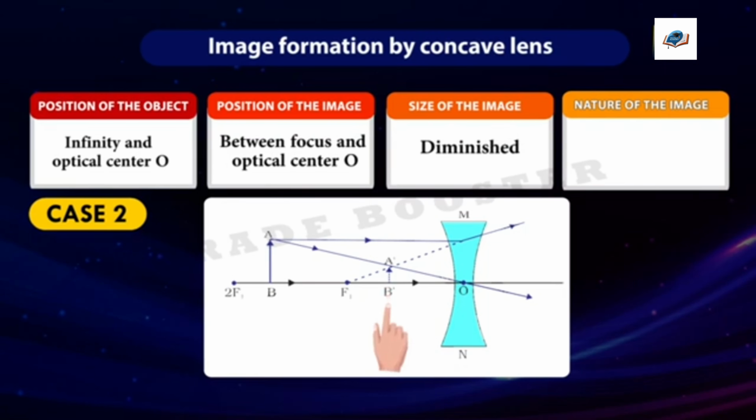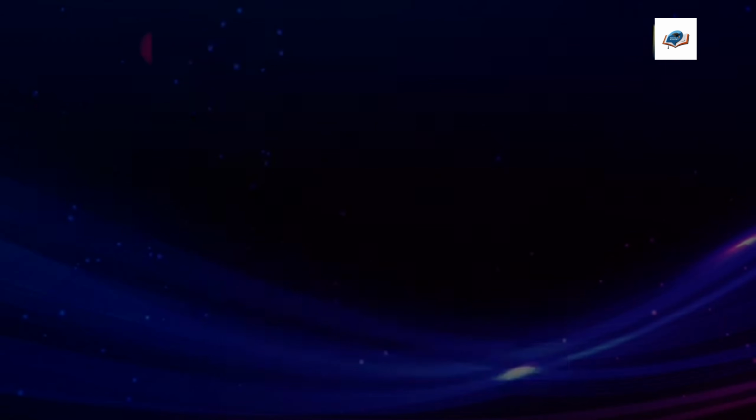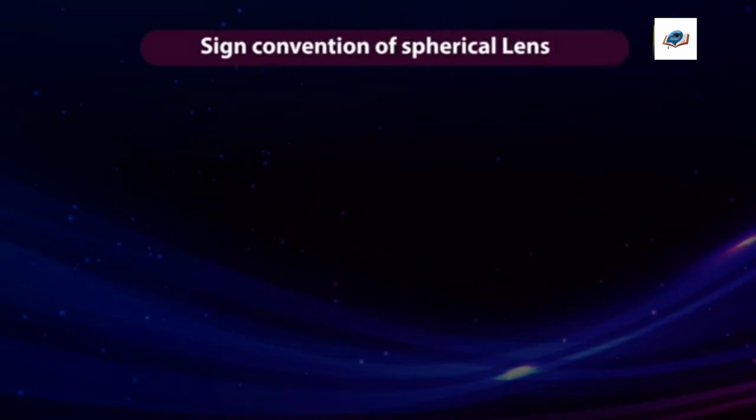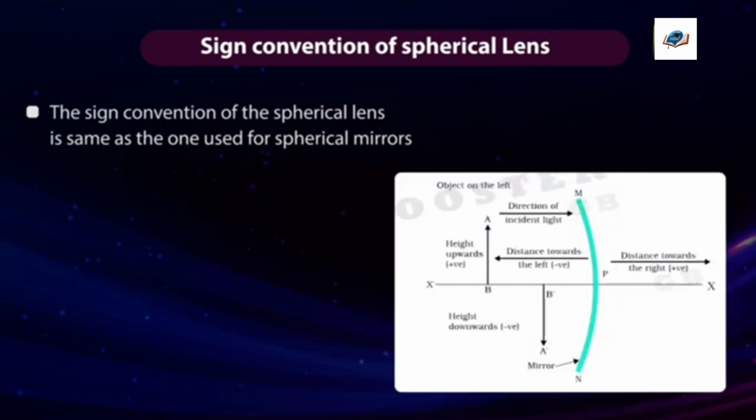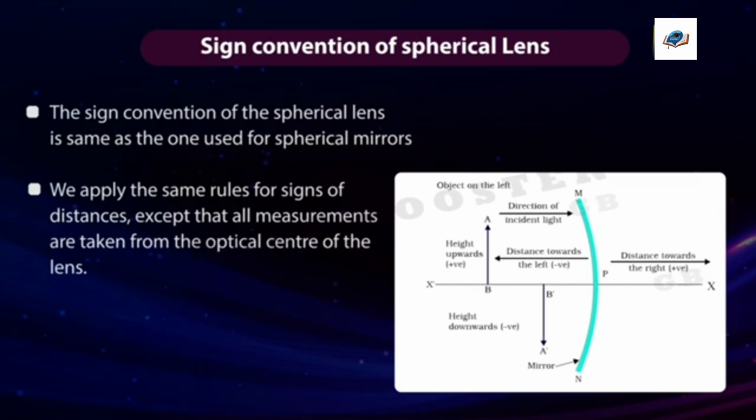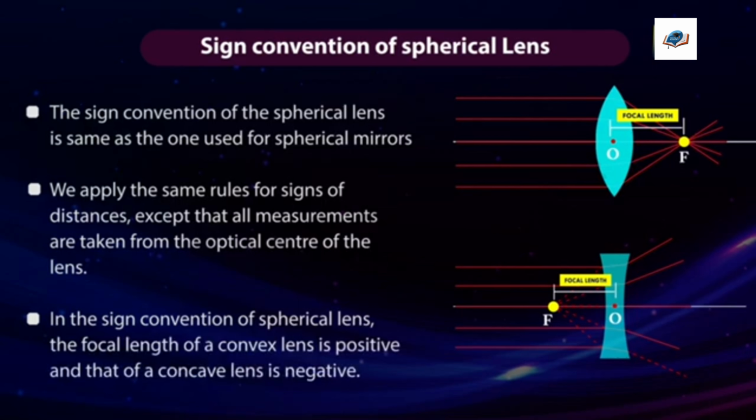Sign convention of spherical lens. The sign convention of the spherical lens is the same as the one used for spherical mirrors. We apply the same rules for signs of distances except that all measurements are taken from the optical center of the lens. In the sign convention of spherical lens, the focal length of a convex lens is positive and that of a concave lens is negative.